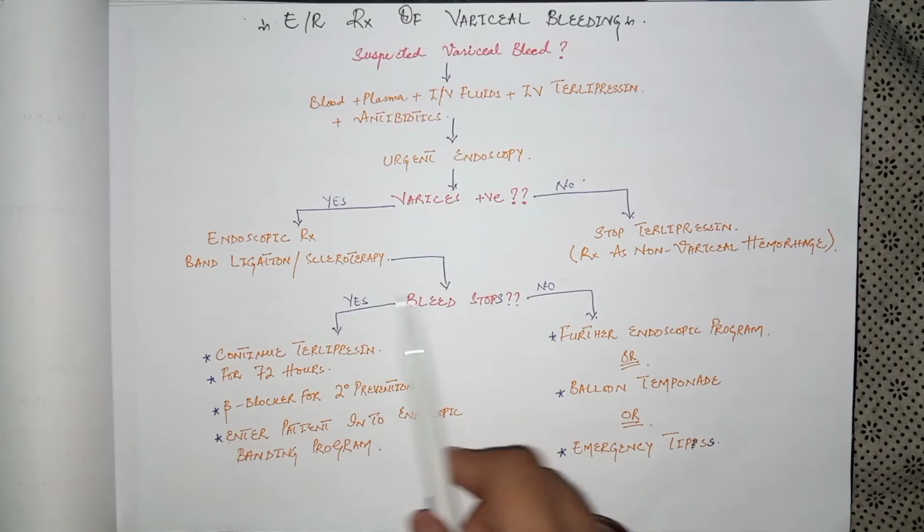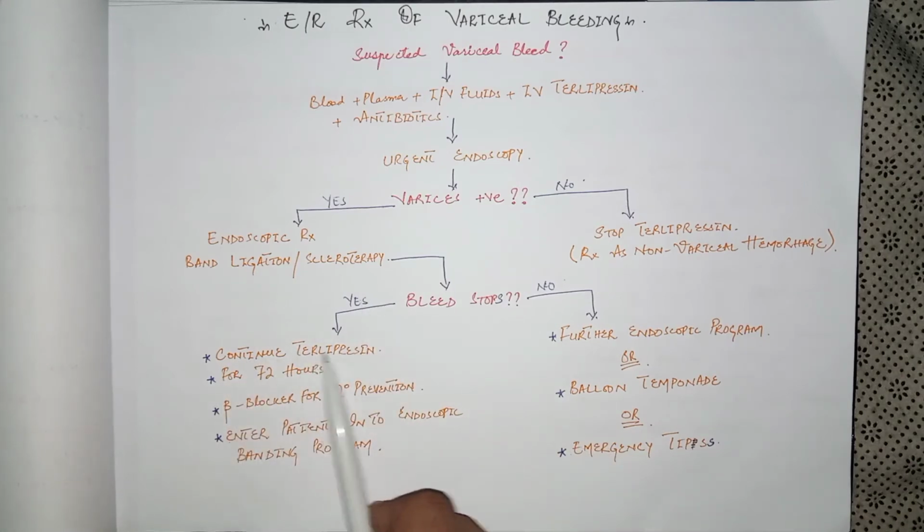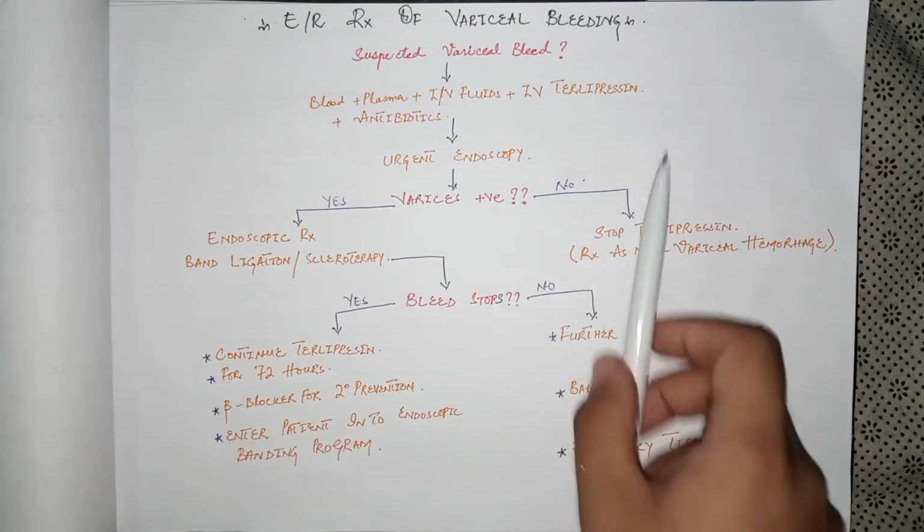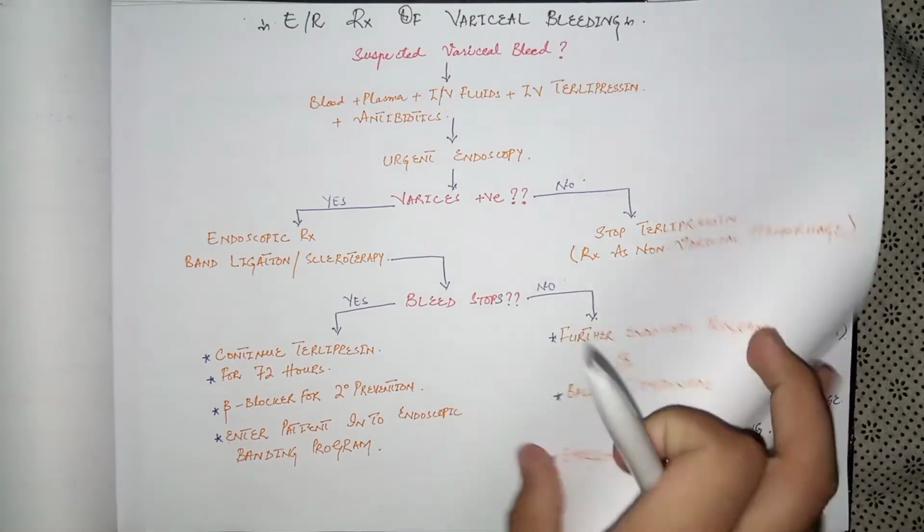But if the bleeding stops, then continue terlipressin for 72 hours, give the patient beta blockers for recurrence or secondary prevention, and enter this patient into an endoscopic band ligation program. So this was the emergency management of variceal bleeding.